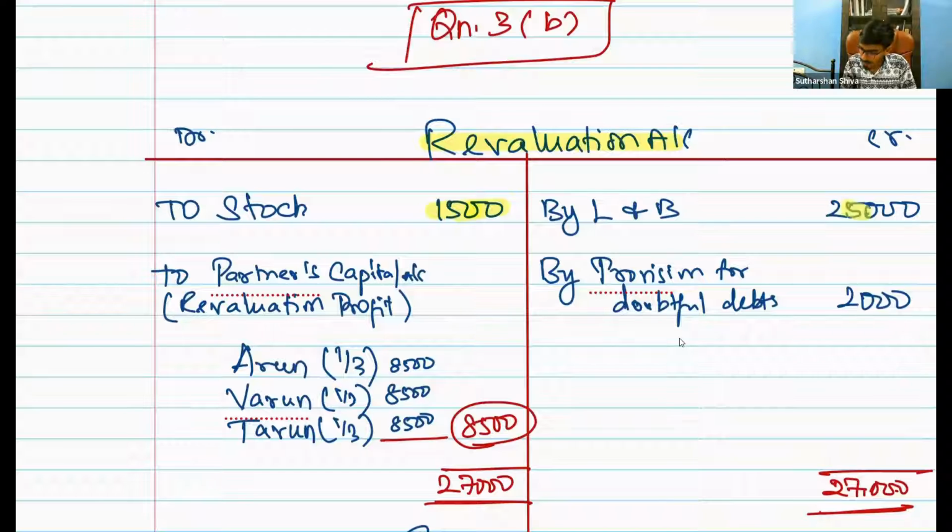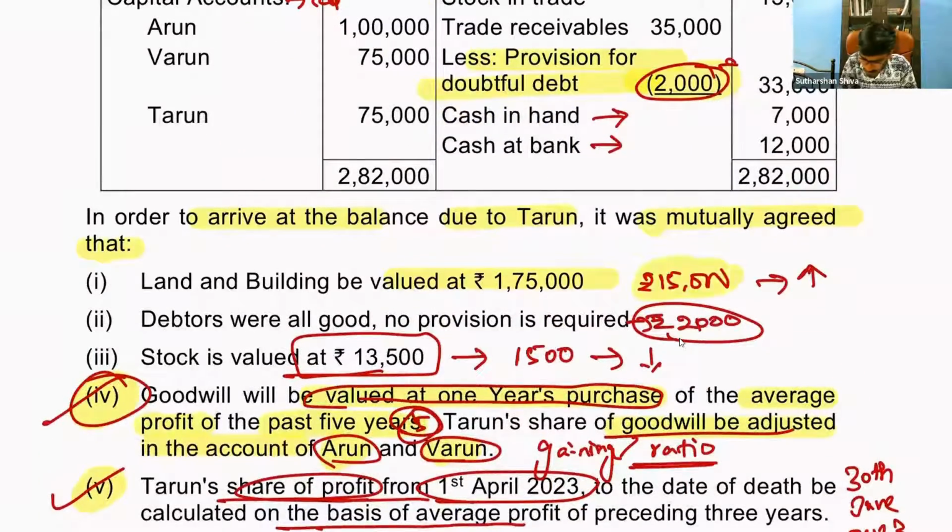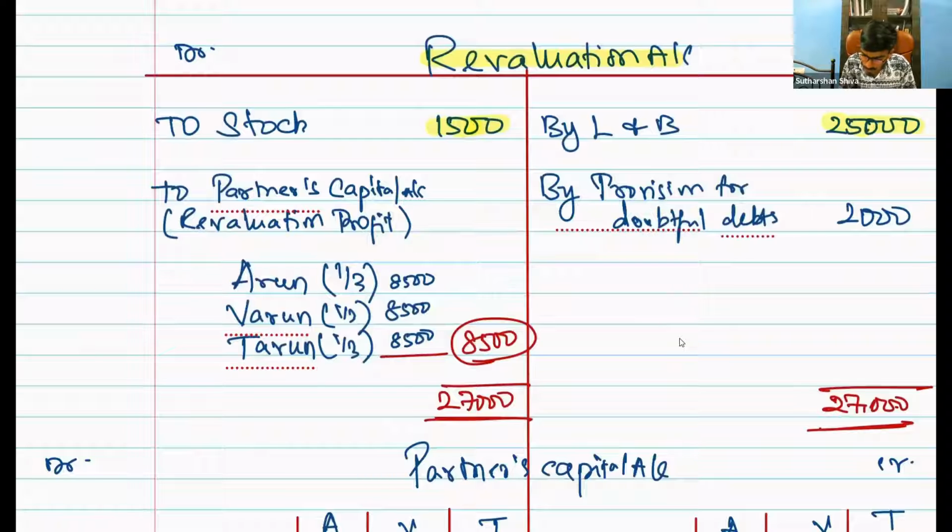Stock 1,500 debit. The land and building, how much did it increase? Yes, it is 25,000 that has increased. Then the provision for doubtful debts, the 2,000, you will give an effect. So in total it will become 27,000. On the 27,000, if you subtract 1,500, it will become 25,500. 25,500 divided by 3 will become 8,500, 8,500, 8,500.